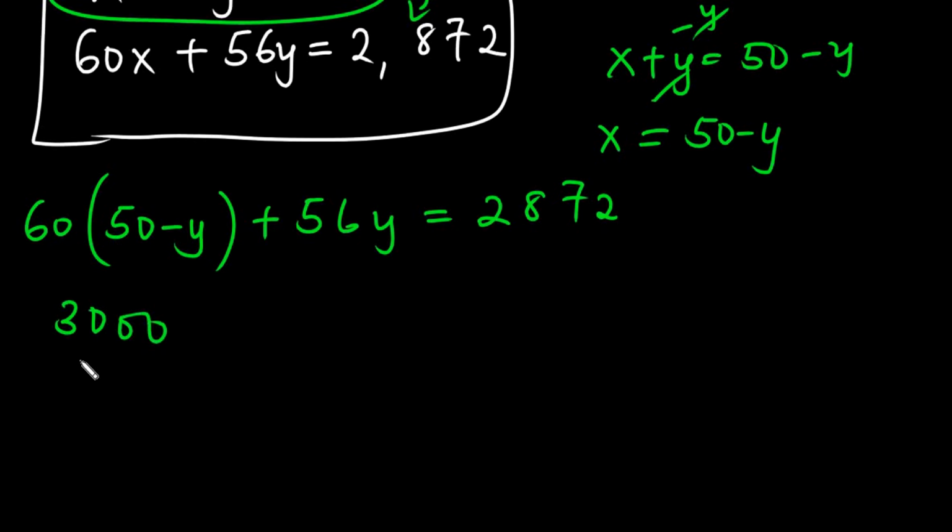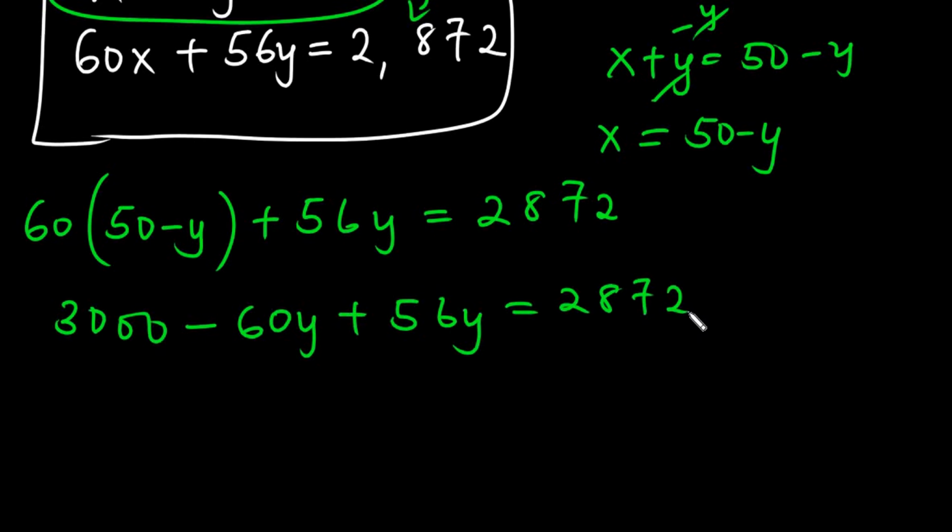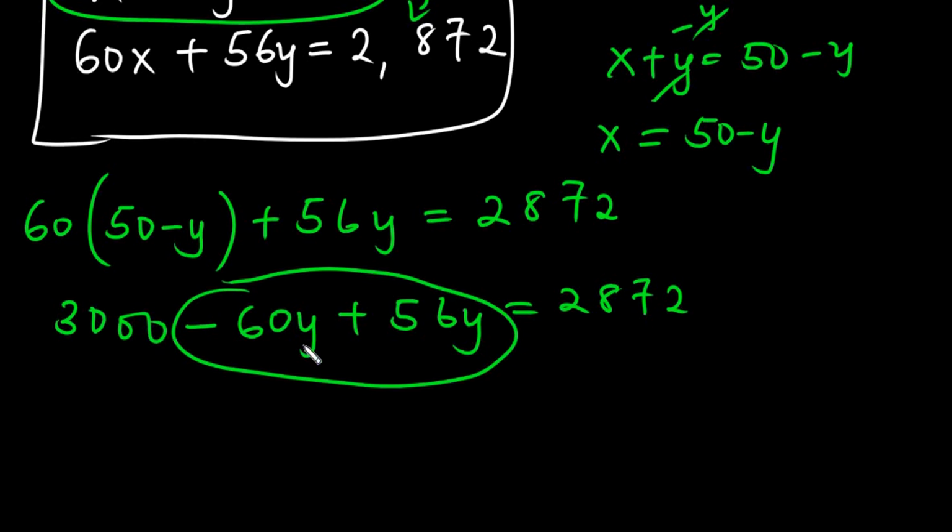Okay, so this is going to be 3000 minus 60y, and then plus 56y is equal to 2872. Okay. So we can put like terms together. What we can do is combine these two. So negative 60y plus 56y, that's equal to negative 4y. Okay, so we're going to have 3000 minus 4y is equal to 2872.